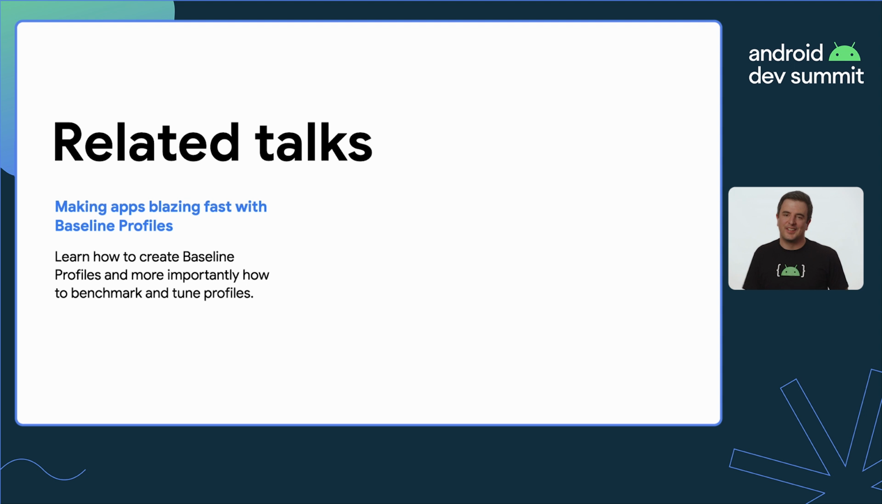There are lots of great talks at this year's ADS. In particular, related to performance is Making Apps Blazing Fast with Baseline Profiles, which goes over how to create and tune a baseline profile which can lead to big performance gains.